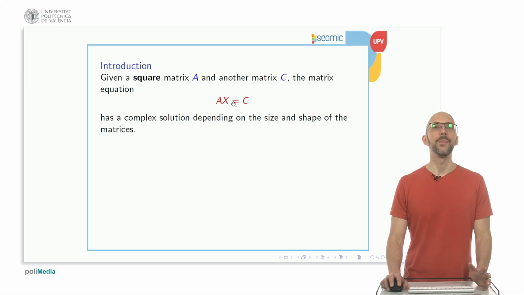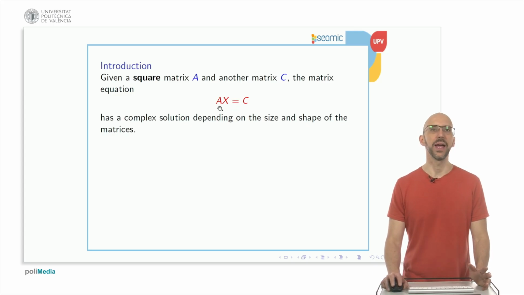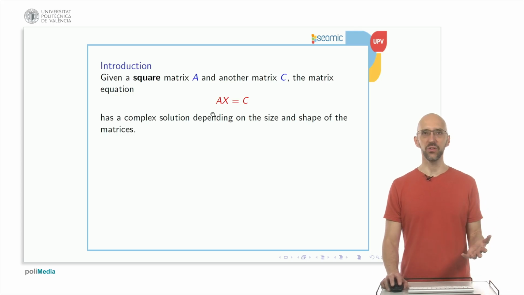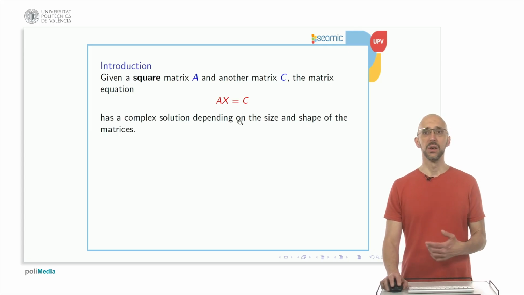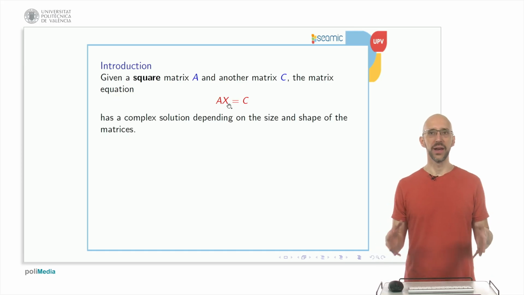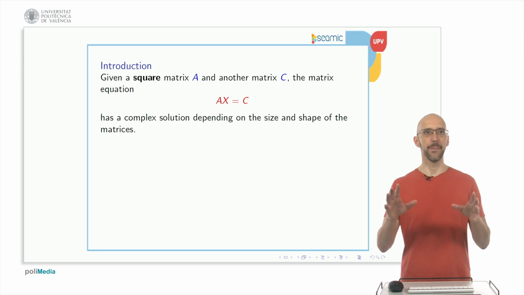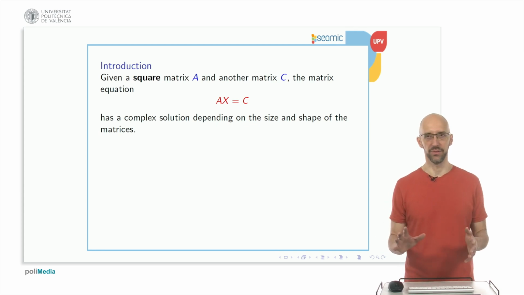Imagine that you have a matrix equation, for example, AX equals C. All of these elements are matrices. A is a square matrix, X is a square matrix, C is a square matrix. So, how can we calculate that? Imagine that X is the unknown, an unknown matrix. It's not an unknown value, be careful, because it's a matrix equation, that is something different.